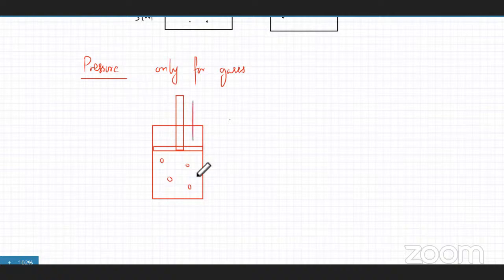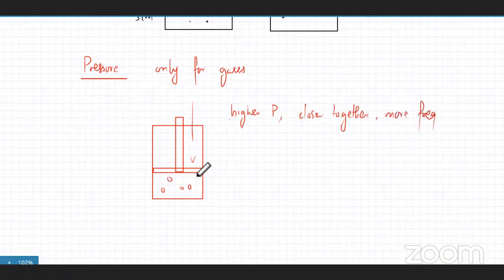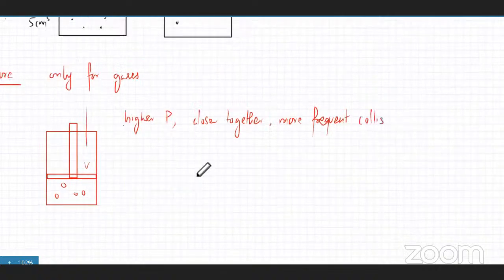But if I increase pressure, if I start compressing it, what's going to happen? The particles would become closer to each other, and the rate of reaction would increase. The reason is that now the particles are closer together, so they're going to bump into each other a lot more. Is that clear? Yes. So they are closer together, and remember, you're going to get more frequent collisions. Focus on the words frequent collisions.